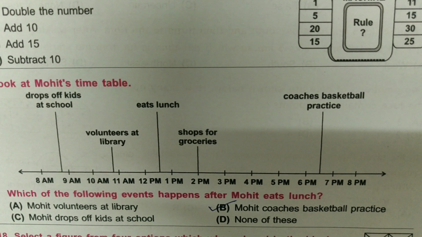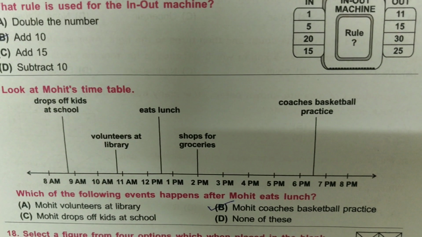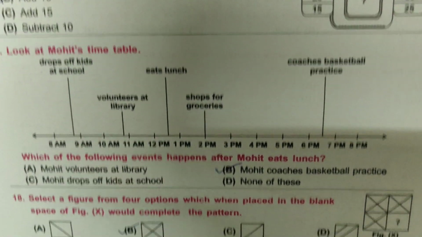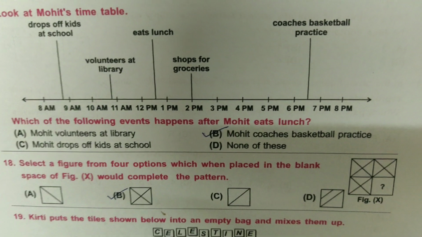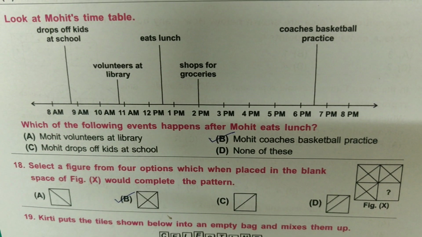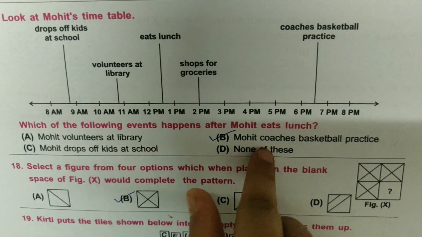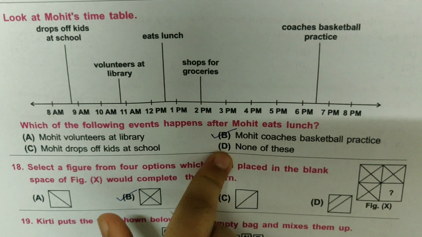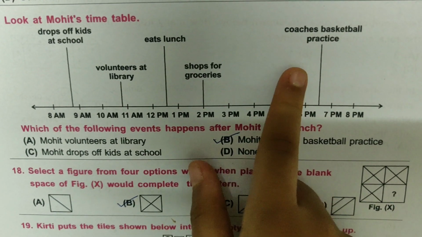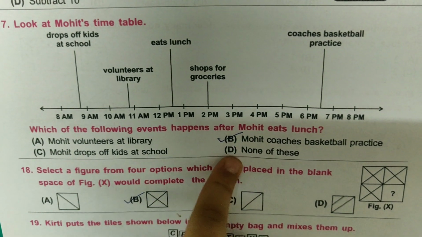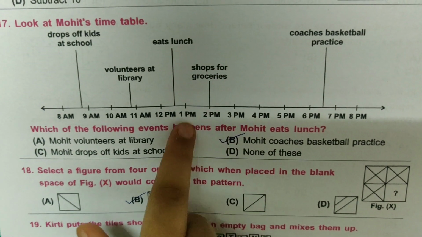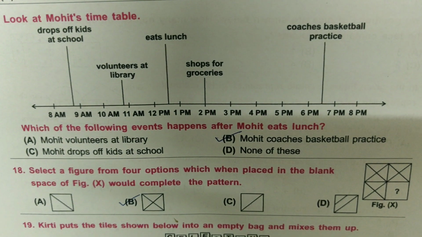Mohit coaches basketball practice. He actually shops for groceries, but groceries is not there in the options. That's why we have taken coaches basketball practice. If groceries is there, we need to take shops for groceries.